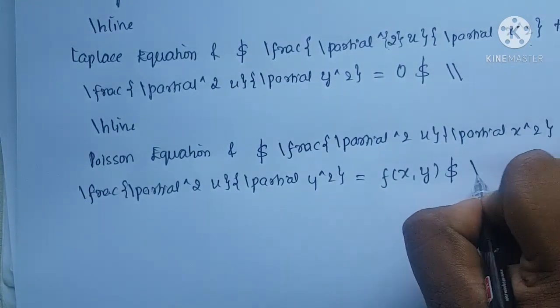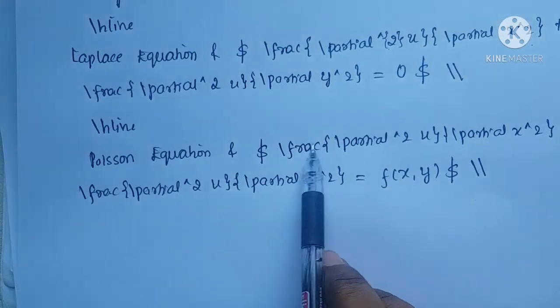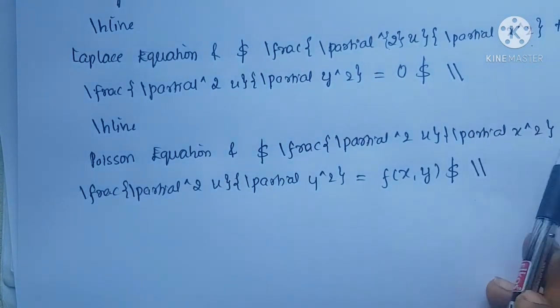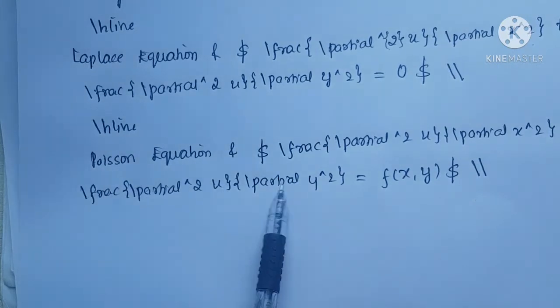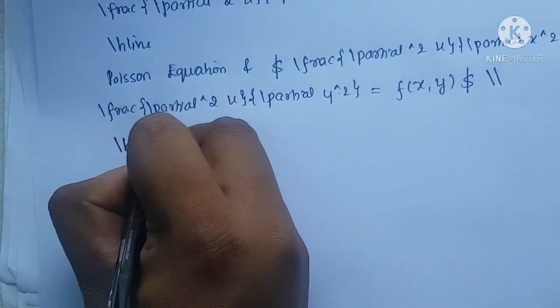Close the dollars, and this row is ending, so I am mentioning it by 2 backslashes. If you observe, after that row also there is a hline, so I am going to mention backslash hline. What is the next row?